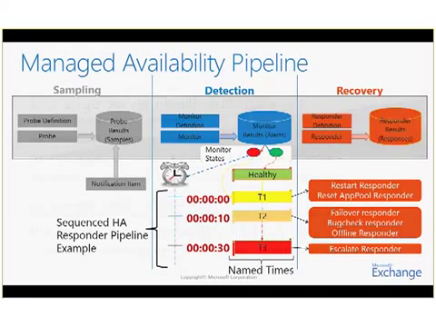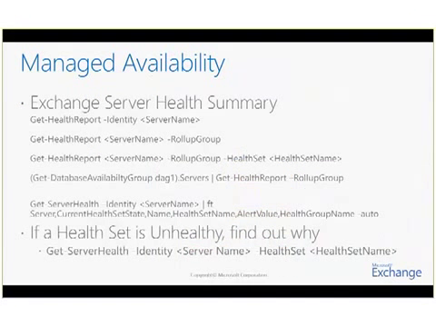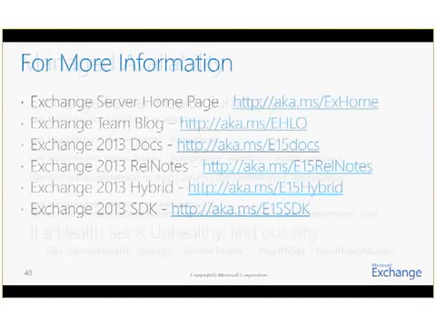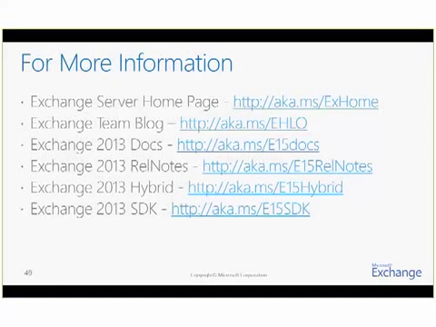So the last thing I wanted to show you is just a few examples of how you can actually use the cmdlets such as Get-HealthReport and Get-ServerHealth to find out the actual health of a server, or in the case of, for instance, this line right here, an entire database availability group as well. All right, so lots more information that you can get from our blogs and from our documentation.